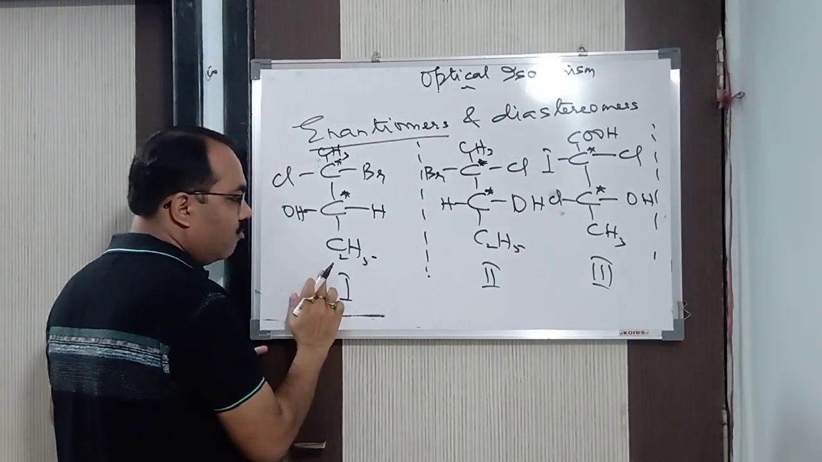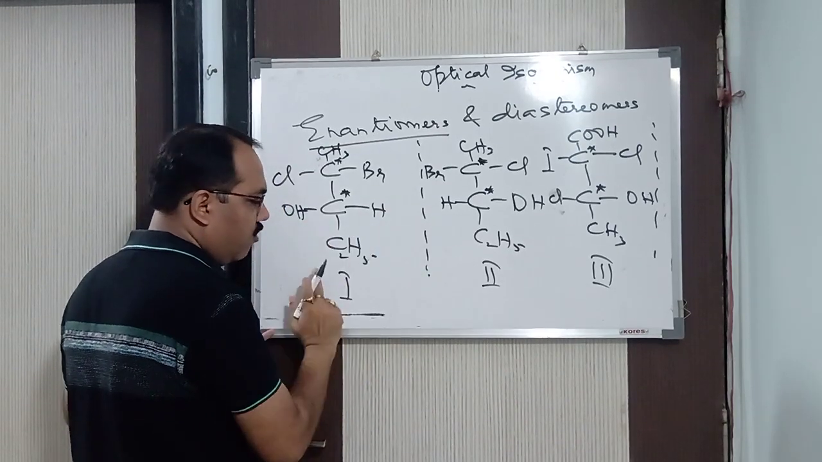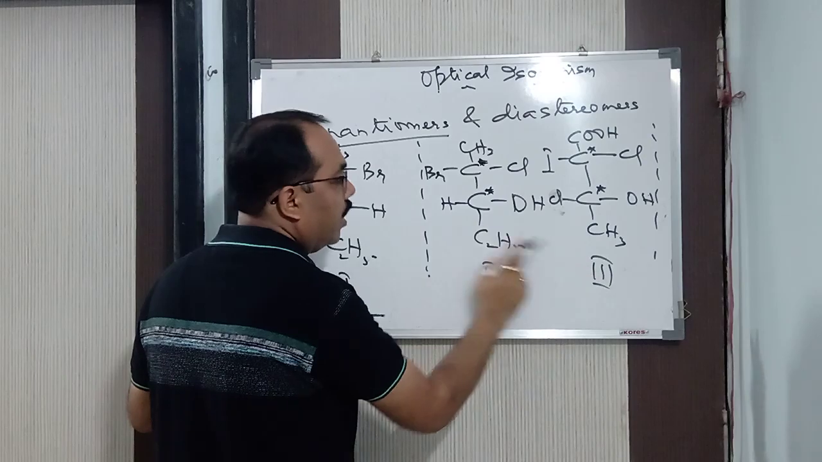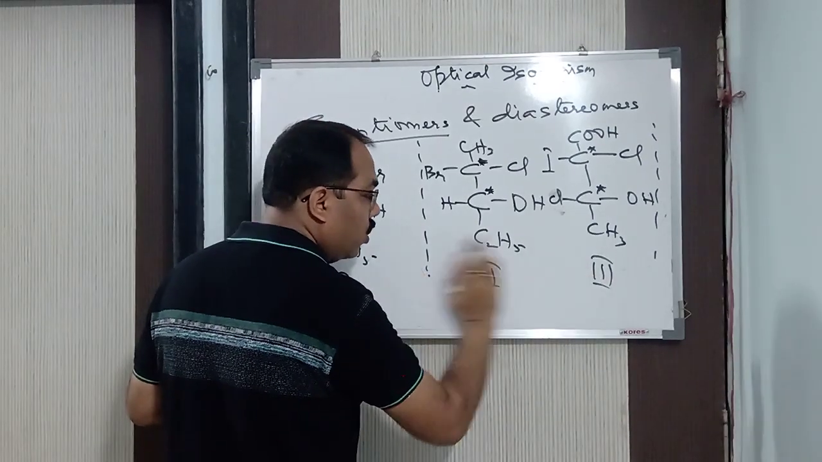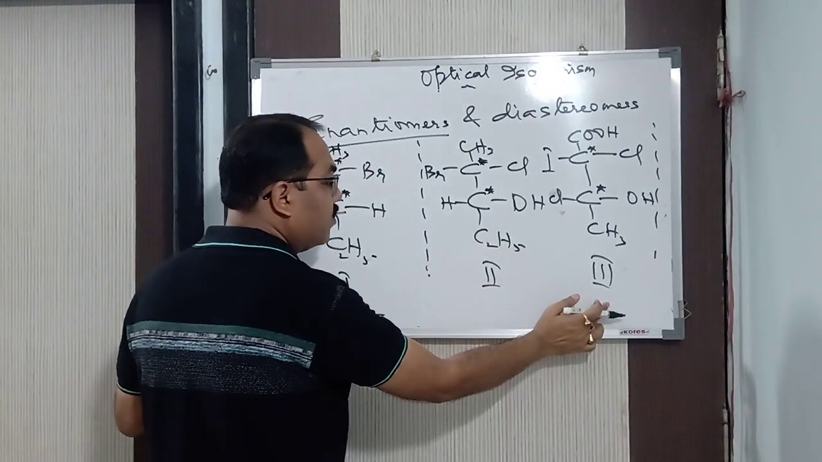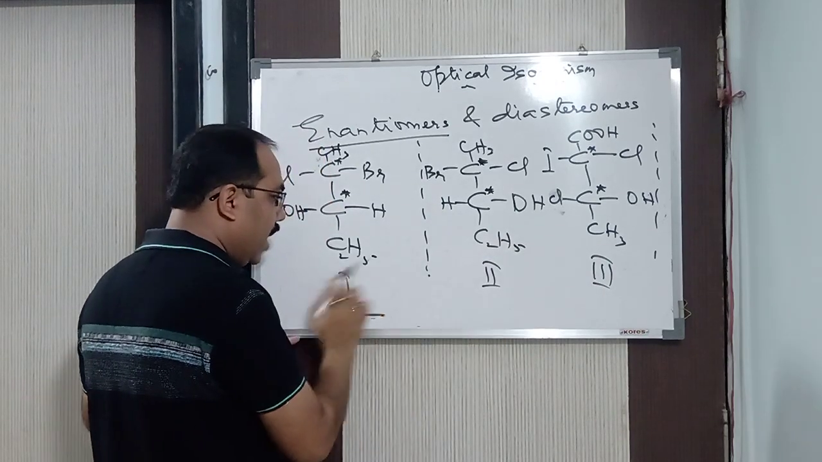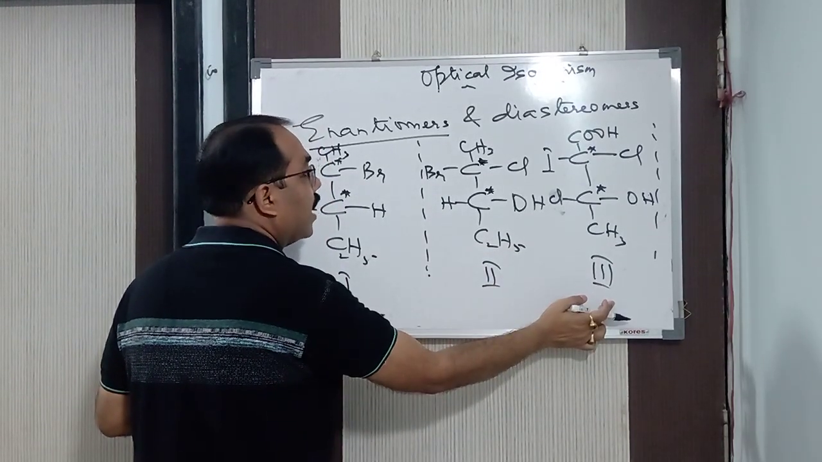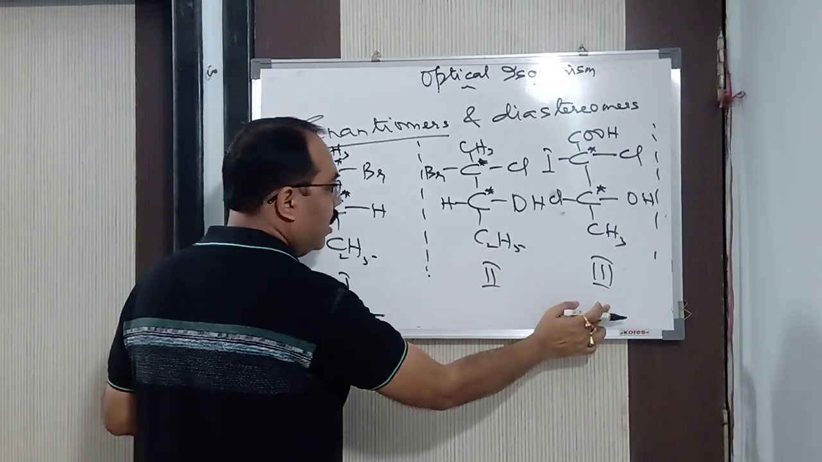So what you see is that 1 is the mirror image of 2. Listen carefully. 1 is the mirror image of 2. Is 2 the mirror image of 3? No. Is 1 the mirror image of 3? No. So 1 and 2 are enantiomers. 2 and 3 are diastereomers. 1 and 3 are diastereomers.